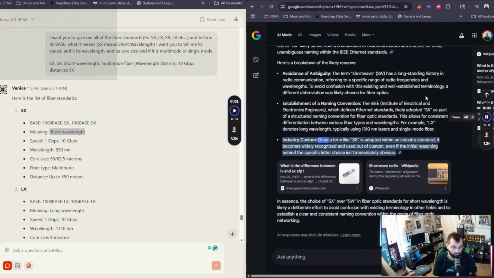Industry custom. Once a term like SX is adopted within an industry standard, it becomes widely recognized and used out of custom, even if the initial reasoning behind the specific letter choice isn't immediately obvious. In essence, the choice of SX instead of SW in fiber optic standards for short wavelength is likely a deliberate effort to avoid confusion with existing terminology and to establish a clear and consistent naming convention within the realm of fiber optics.